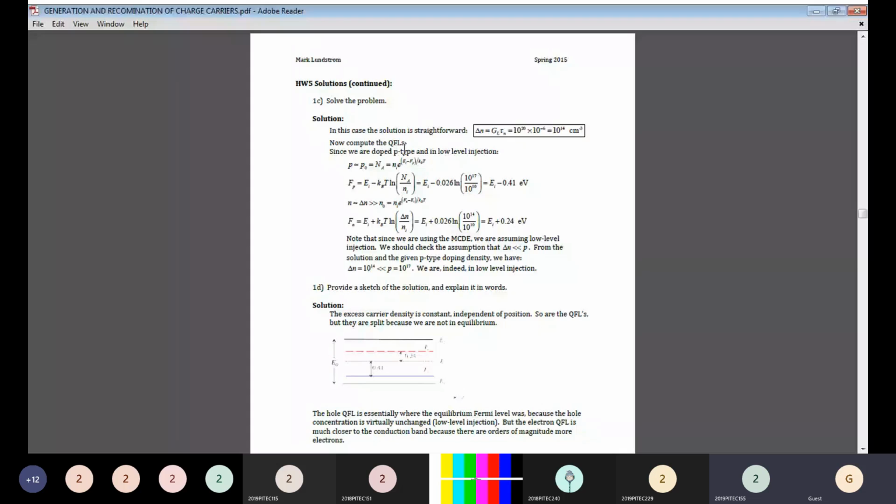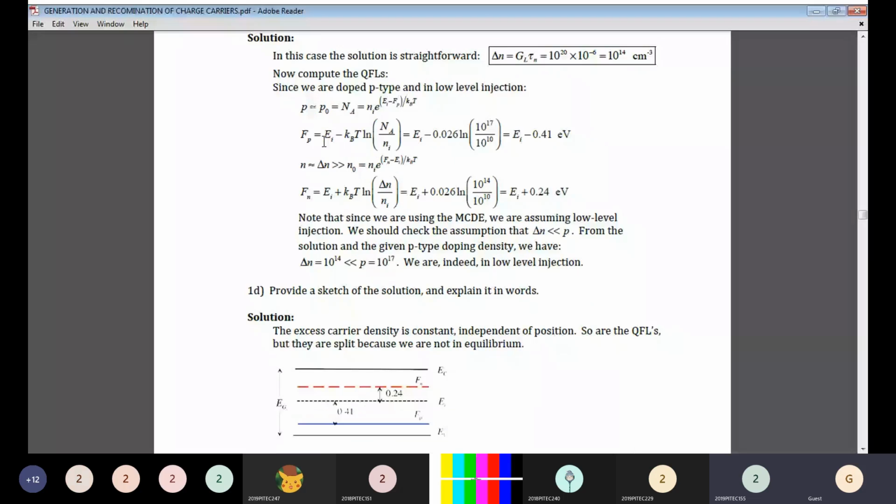Now compute the QFLs. Since we are doped p-type and in low level injection, p is approximately p naught, which is equal to N_a, equal to n_i e to the power (E_i minus F_p) by k_B T. F_p is equal to E_i minus k_B T ln of N_a by n_i, which is equal to E_i minus 0.026 ln of 10^17 by 10^10, equal to E_i minus 0.41 electron volt.